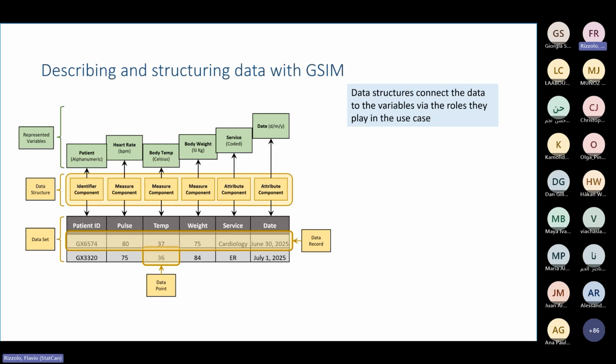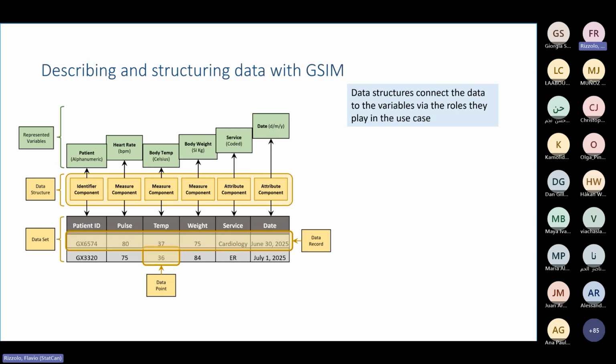So for instance, the patient variable at the top on the left plays the role of identifier component, which means its values are IDs. So in general, identifier components identify the statistical units in the data. In this case, the units are patients. Heart rate, body temperature, and body weight are all measure components, which contain the observations. So that's kind of the definition of a measure component: basically the values that we are interested in.